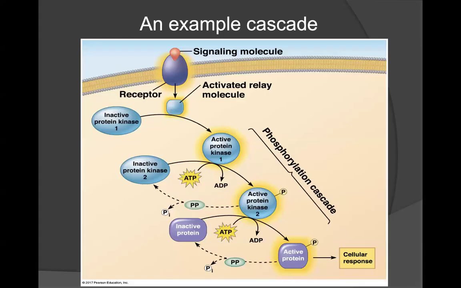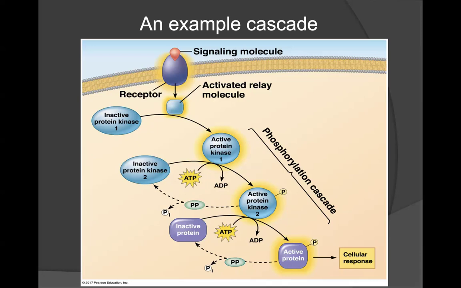We are now going to take a look at an example of a transduction cascade. Here we have a hydrophilic signaling molecule binding to its receptor in the cell membrane. This will activate a relay molecule that will help pass this message into the interior of the cell. In this example here, we have an inactive PK1, or protein kinase 1. This will become active once the relay molecule becomes active to form an activated form of PK1.